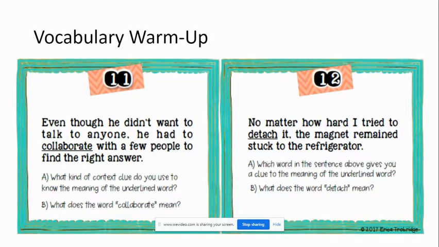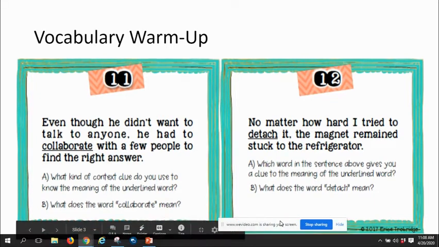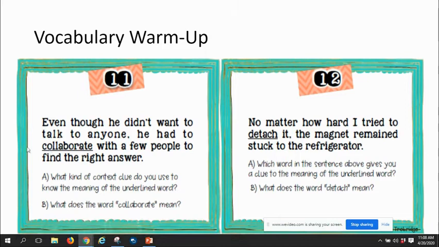Here's our vocabulary warm-up. What I would like for you to do is read the two and then determine the underlined word using the context clues. You can write this in your notebook or you can put it on a paper and send it via Class Dojo to your portfolio. So pause this video right now to complete the next two activities.